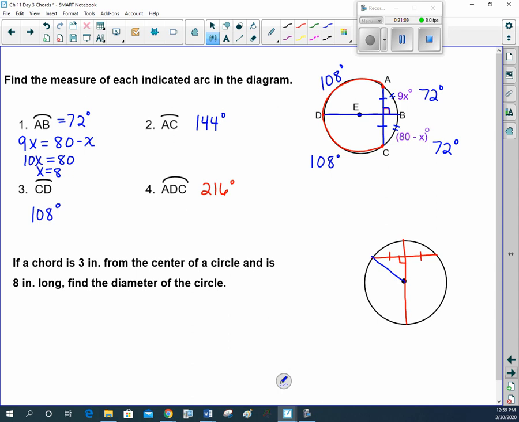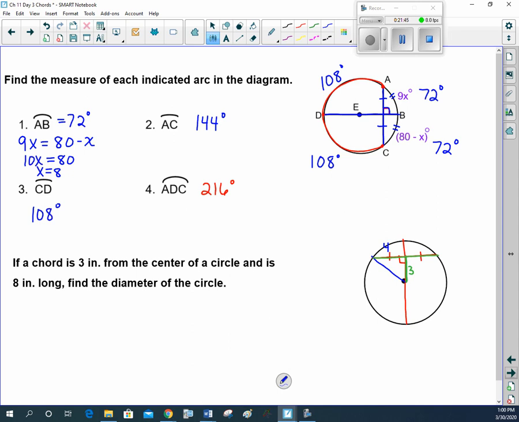So let's go ahead and see what it says. If a chord is 3 inches from the center, okay, so now remember, this was the original chord I drew right here. So it's 3 inches from the center. So from here to there is 3 inches. So if a chord is 3 inches from the center of a circle and is 8 inches long, that means the whole chord is 8 inches long. So that must mean then, since it's bisected, this side is 4.